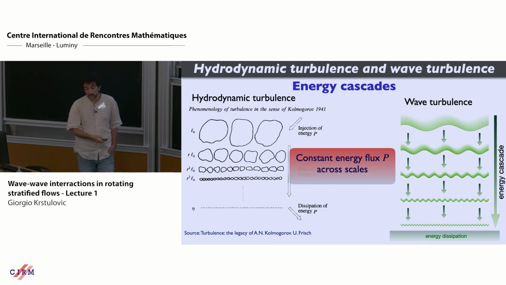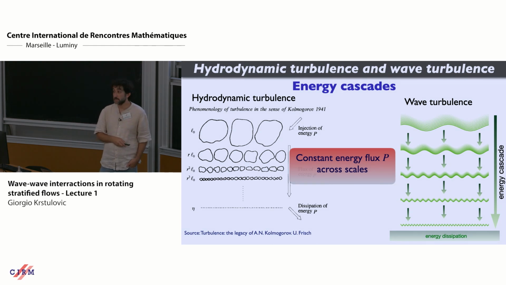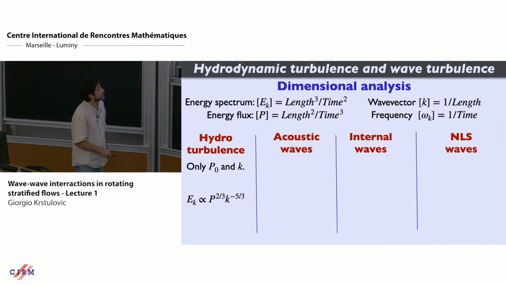In the simplest case, you say that the only thing that can govern the physics at such scale is not the forcing, not the dissipation, it's just the flux P. So then you do what we all physicists know how to do: dimensional analysis. Under this assumption, just to remind you, we want to describe the energy spectrum, okay? How much energy we have at a given K.